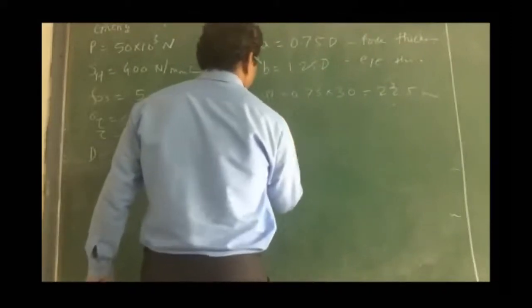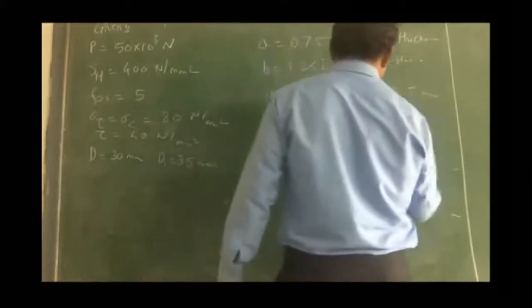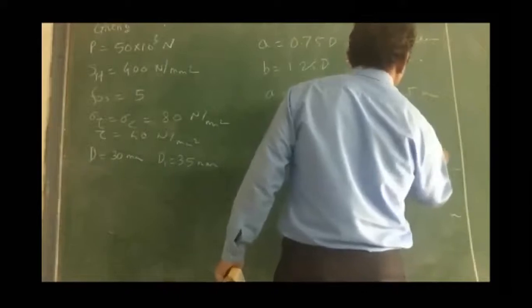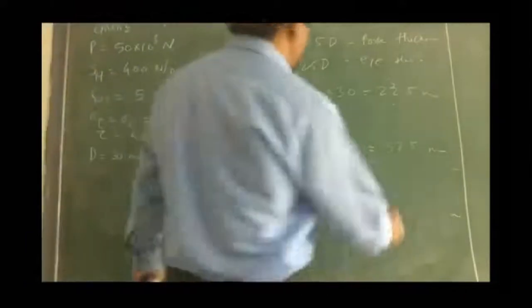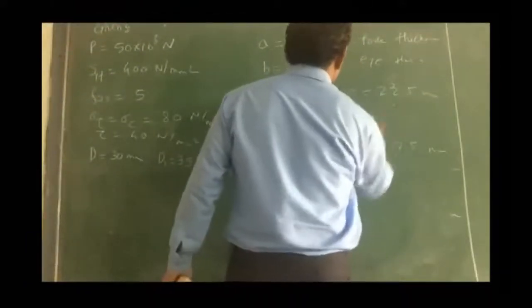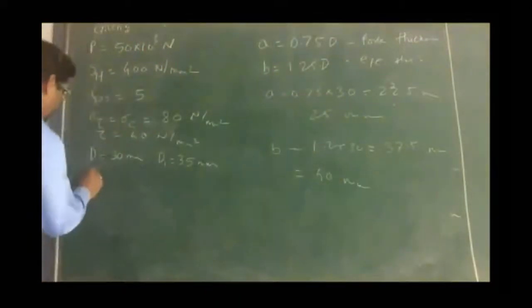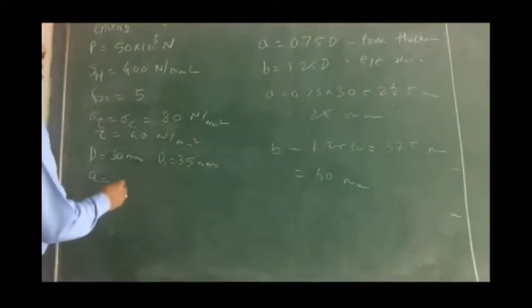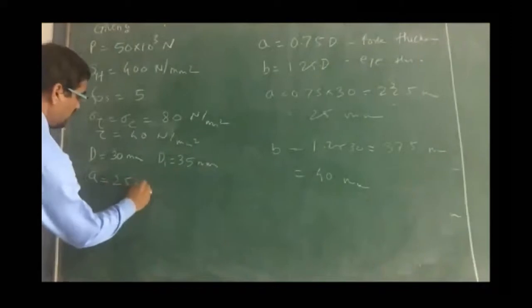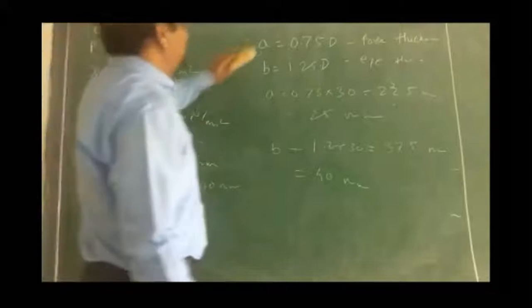B is equal to 1.25 of 30, so it is 37.5 mm. These are the dimensions we got. So we'll take the approximation of that: 25 and 40 mm. So we got the thickness A, the thickness of the fork, as 25, and thickness B as 40 mm. Okay. So we got A and B, right?